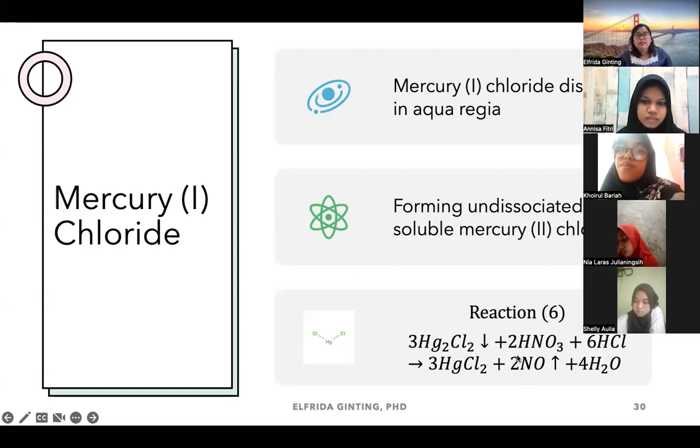So this is also an interesting reaction, right? It means you can analyze mercury 1 chloride by reacting it with aqua regia, because the precipitate will dissolve and change into mercury 2 chloride, and then you can see a bubble, and the bubble will be identified as nitrogen oxide gas.